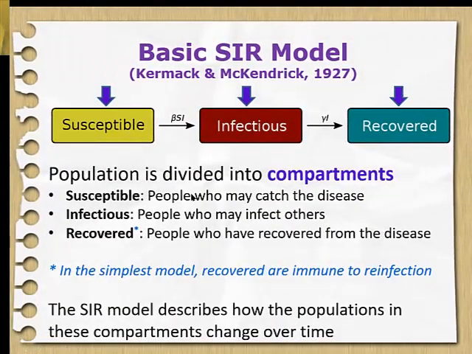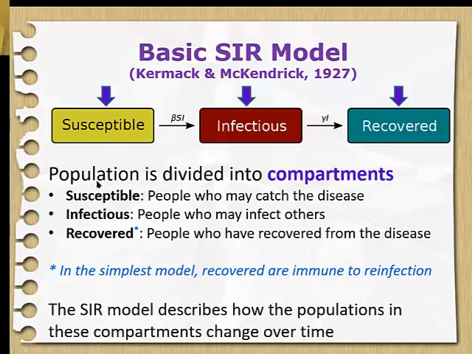The basic multi-compartment model is called the SIR model, which was first posed by Kermack and McKendrick in 1927. SIR stands for susceptible, infectious, and recovered. So please notice there are these 3 boxes, susceptible, infectious, and recovered, and there are arrows between these 3 boxes. This arrow is labeled beta SI. This arrow is labeled gamma I. So what do these boxes and arrows mean?